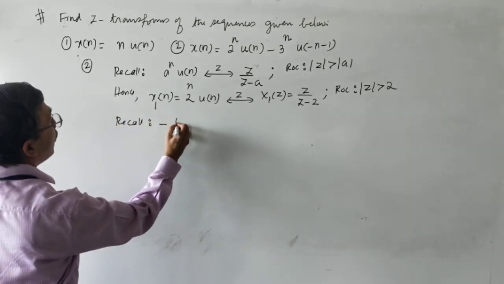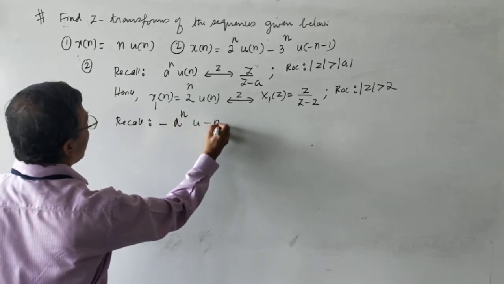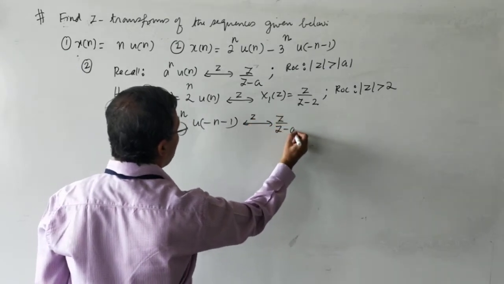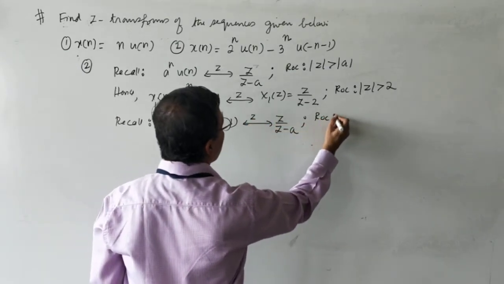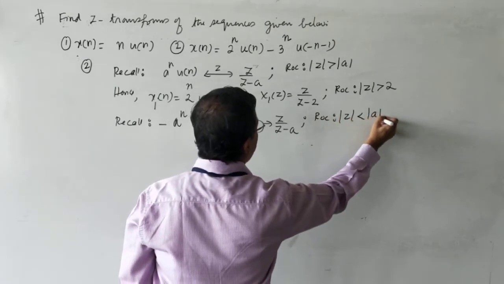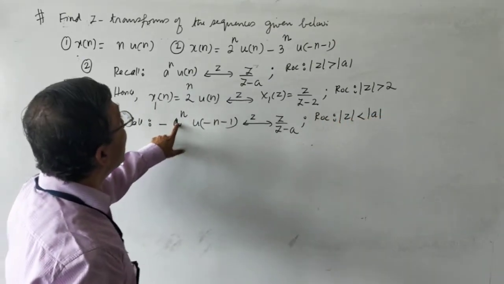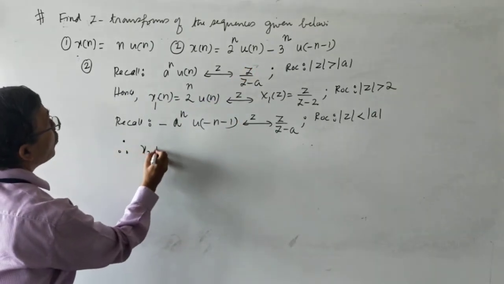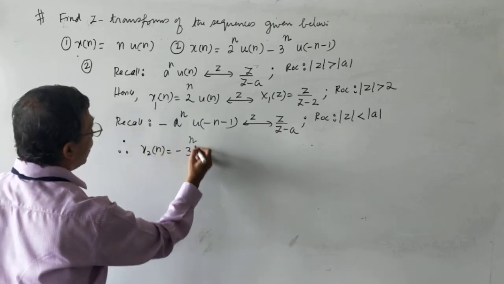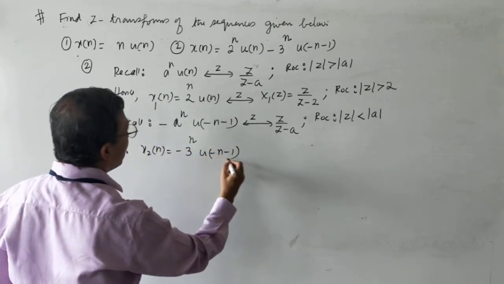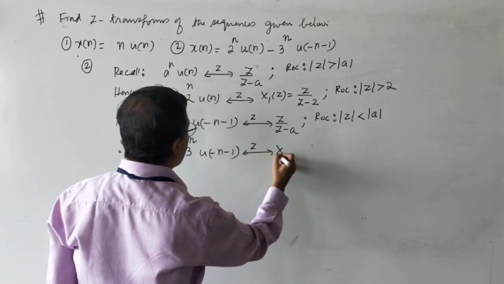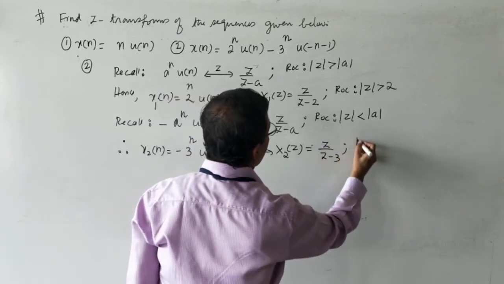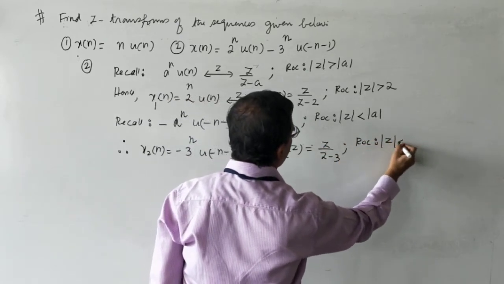Recall, minus a to the power n u of minus n minus 1 has a z transform z by z minus a only, but ROC is mod z less than mod a. Here what is a? Here a is 3. Therefore x2 of n equals minus 3 to the power n u of minus n minus 1 will have a z transform x2 of z equal to z by z minus 3. ROC: mod z less than 3.